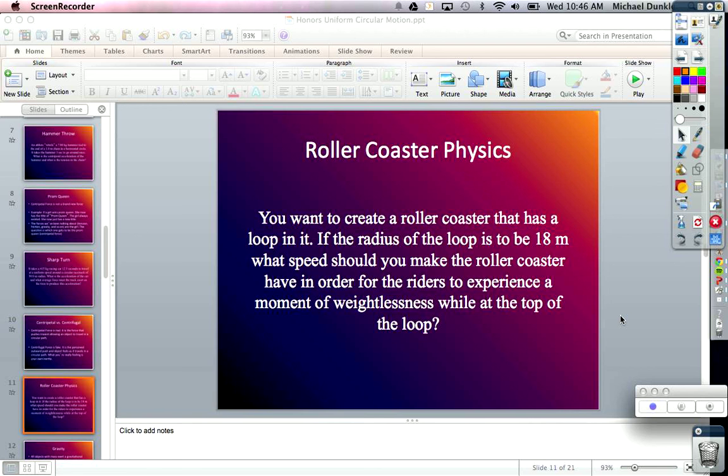Solve the roller coaster physics problem. Here we're going to be creating a roller coaster that has a loop in it, and we know the loop has to have a radius of 18 meters. So we're going to figure out what speed the roller coaster is going to have at the very top of the loop in order for the riders to experience a moment of weightlessness.